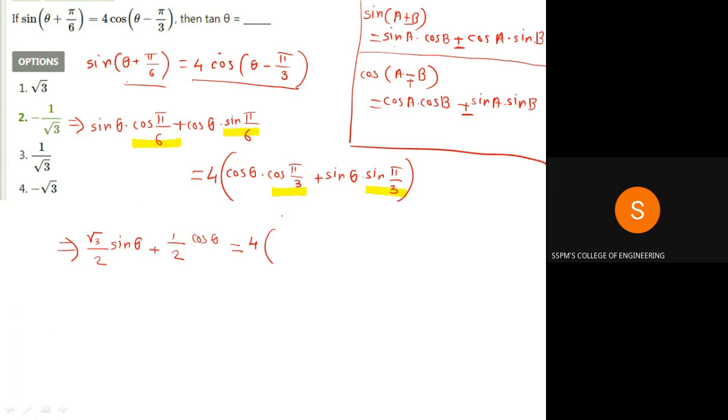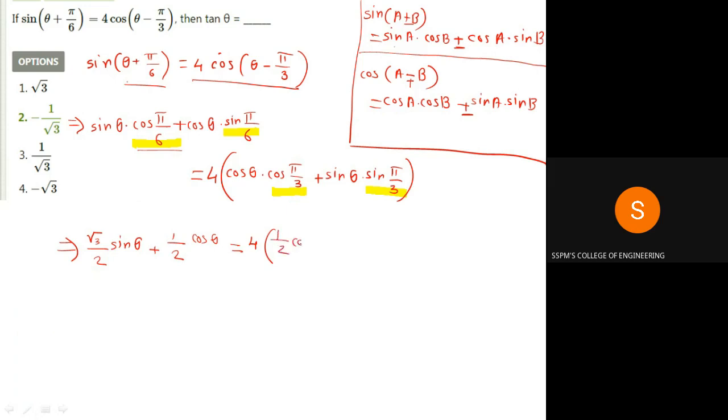Now we know the value of cos pi by 3. What is pi by 3? Pi by 3 means 60 degree. Pi by 6 means 30 degree. Here also, this value is cos of 30 that we have written here, root 3 by 2. This value is sine 30. What is sine 30? It is half. In case of cos pi by 3, that means cos 60. What is the value of cos 60? It is 1 by 2.